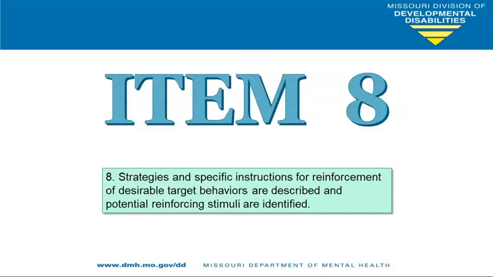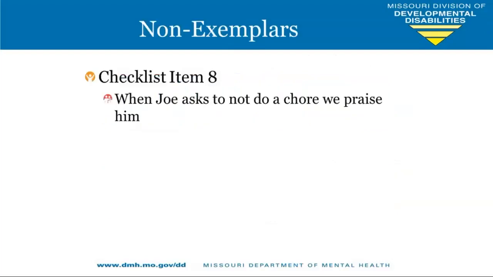Thank you, Heike. Item 8: strategies and specific instructions for reinforcement of desirable target behaviors are described, and potential reinforcing stimuli are identified. So our non-exemplar: when Joe asks to do a chore, when Joe asks to not do a chore, we praise him. I'm going to get some feedback from you guys. Can you tell me what some of the issues with this are?